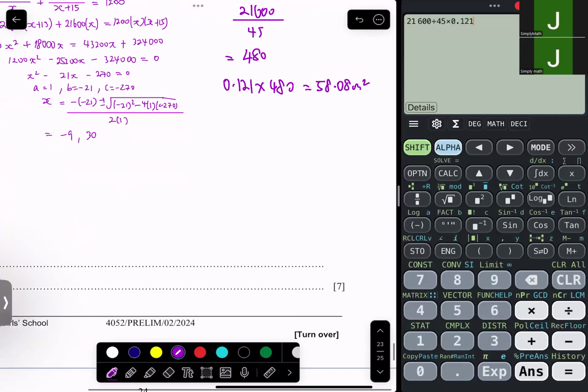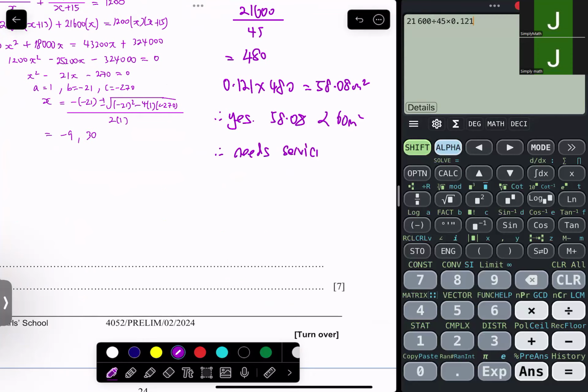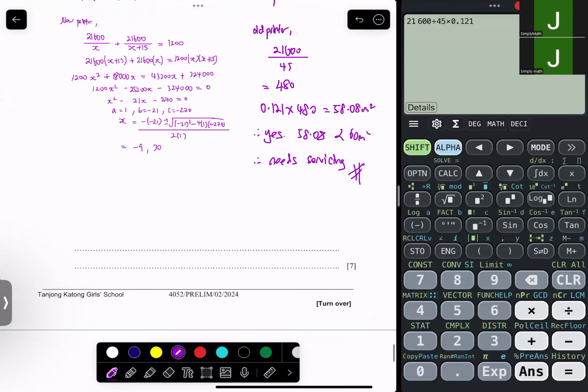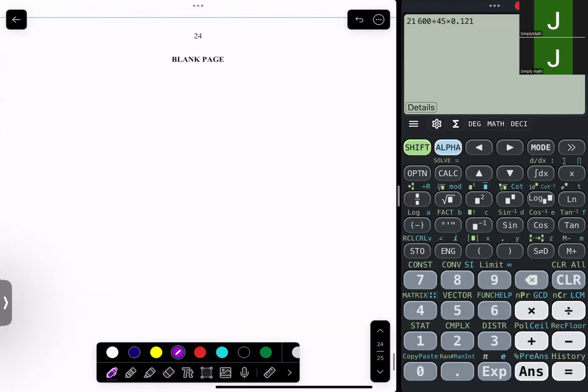So the operator claims that it needs servicing. Do you agree? Therefore, yes, I agree, right? Because 58.08 is less than 60 meters squared. Therefore, needs servicing. Okay, right, that's all, right?